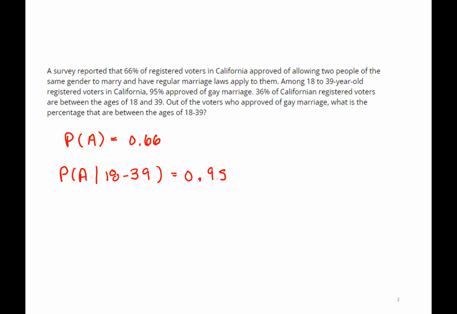Okay, what else do they tell you? Well, they tell you how many registered voters in the state of California are in this age category. They say 36% of California registered voters are between the ages of 18 and 39. So the probability of you being between 18 and 39 and being a registered voter in the state of California is 0.36.